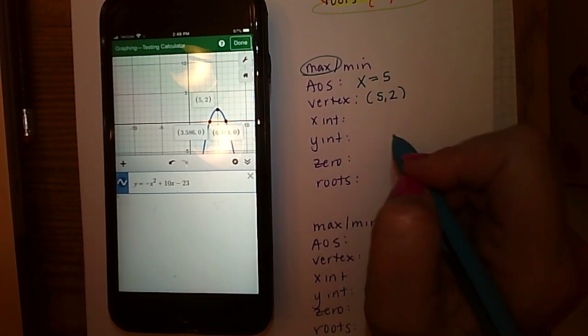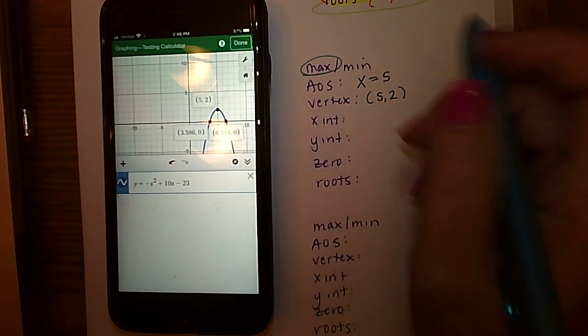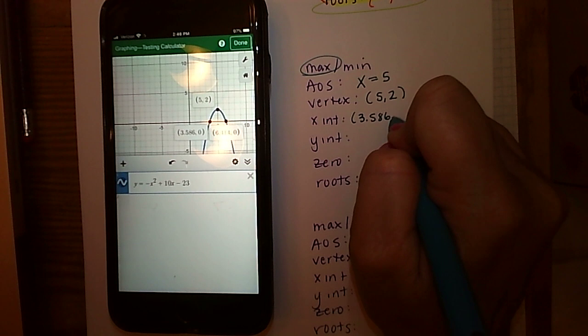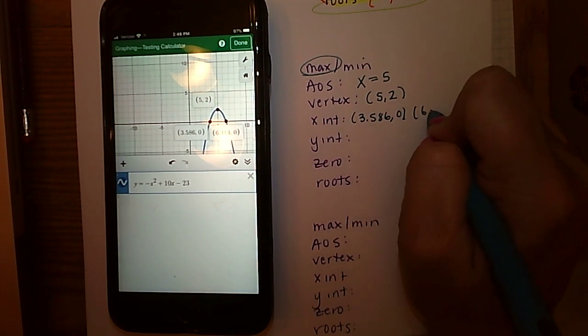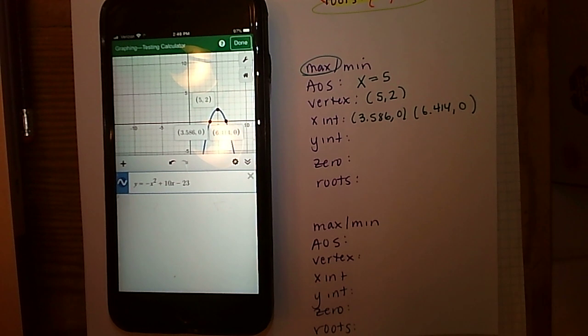My x-intercept here, it probably would say to round, but my x-intercept here is 3.5860, 6.4140, which means that when I solved it, it wasn't perfect, so it didn't factor. I had to use the quadratic equation to get that x.